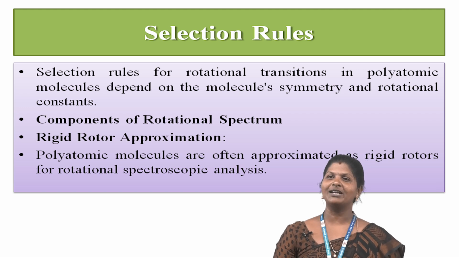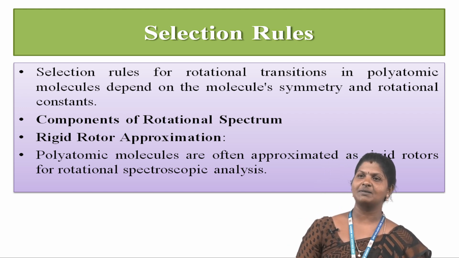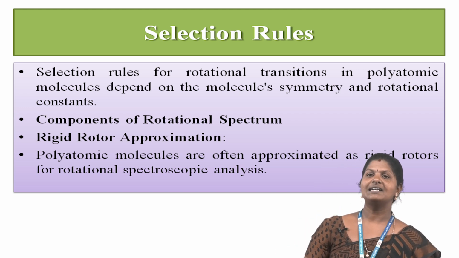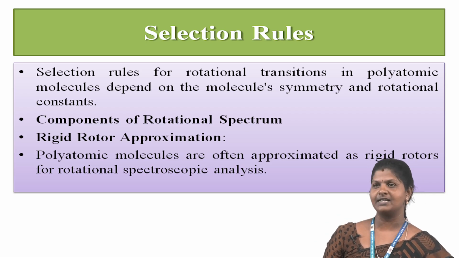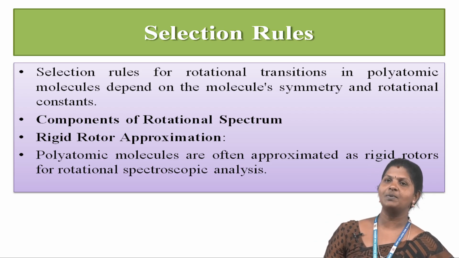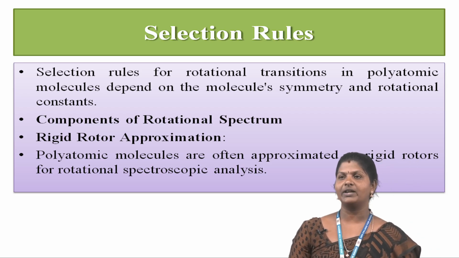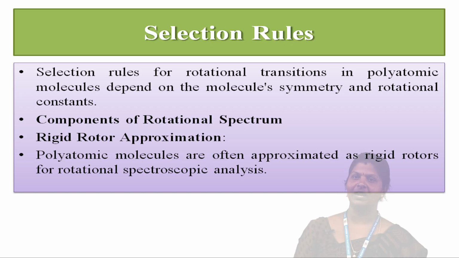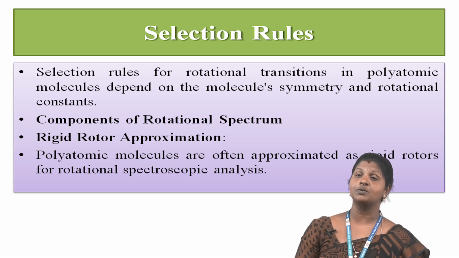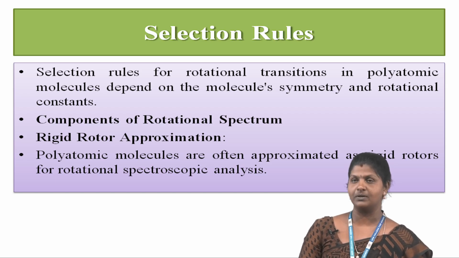Next topic, the selection rules for rotational spectroscopy. The transitions in polyatomic molecules depend on the molecular symmetry and rotational constants. Transitions are generally allowed if they satisfy changes in J and K values, respecting the symmetry of the molecules. The rigid rotator approximation is used for rotational spectroscopic analysis. The spectral lines observed correspond to rotational transitions involving changes in the J and K quantum numbers.